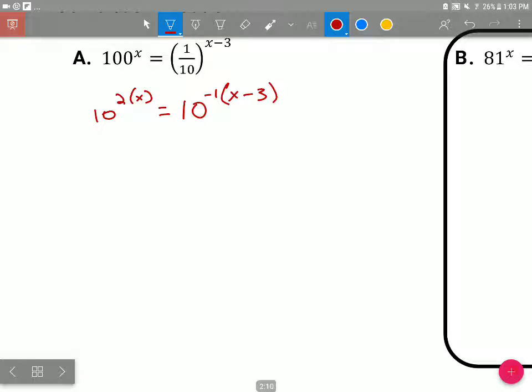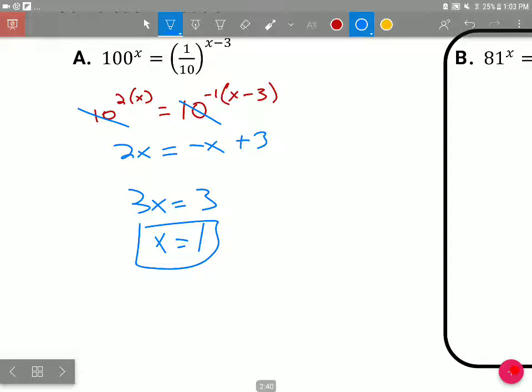Cool? Anybody struggling with anything that we've done up there at all? All right, from here it's easy. I got 10 on both sides. So that's 2x equals negative x plus 3. And then solve. What do you do to solve from here? Add x. So if I add x to the left, it becomes 3x equals 3. Then what? Divide by 3. So x equals 1. Any questions about this?